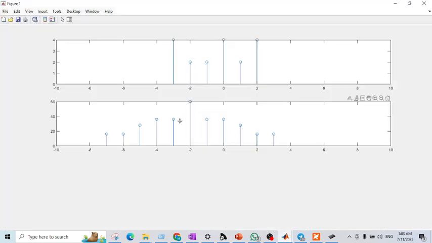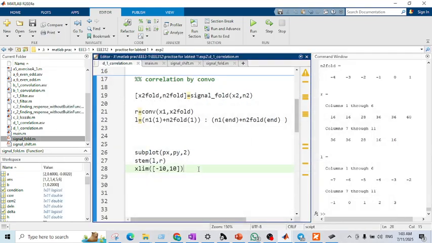Okay, so this is the R, this is R, and you see that at -2 it has the peak value. At the end of the video I will show you why at -2 you have the peak value. Let me show you another thing.